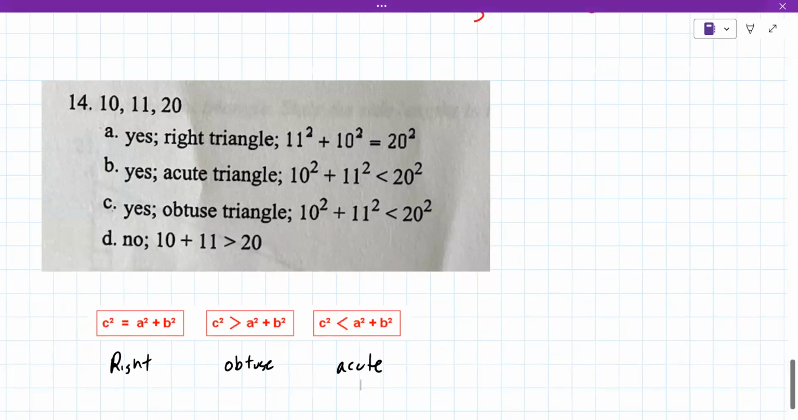The other possibility, I suppose, the way it's written, is that this is not a triangle, which we could talk about, but that's a pretty big exception. So you do have to figure out, okay, what is 10 squared plus 11 squared, and how does that compare to this 20 squared? 100 plus 121. How does that compare to 400? And it's obviously a lot less. So you would say acute.